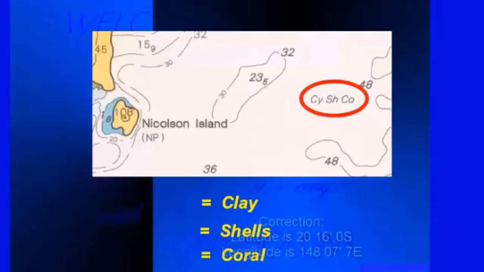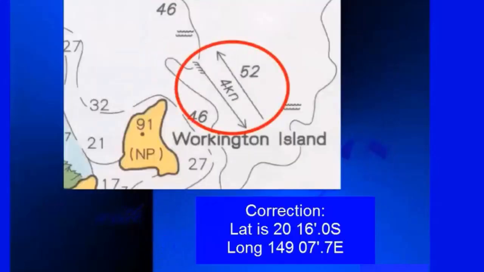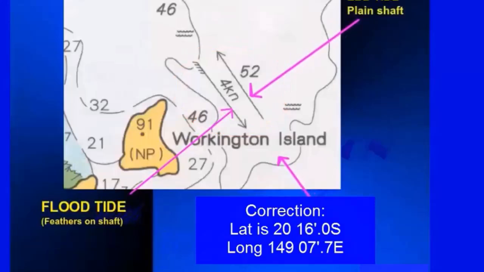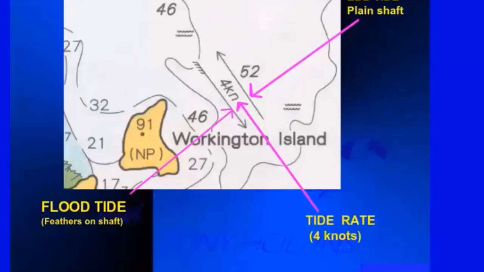And whilst we're looking at water, a pair of small arrows. One has feathers on one side of the shaft, the other is plain. These indicate the direction of currents at that position. The arrow with the feathers denotes a flood or incoming tide. The plain one shows the direction of an ebb tide. Both show the rate of tide, 4 knots in this case.